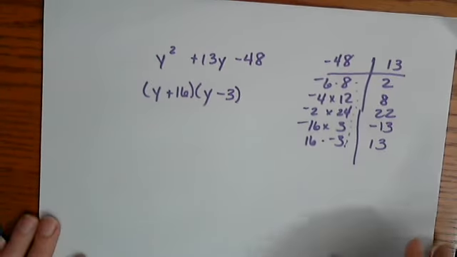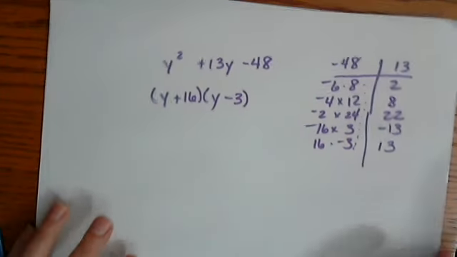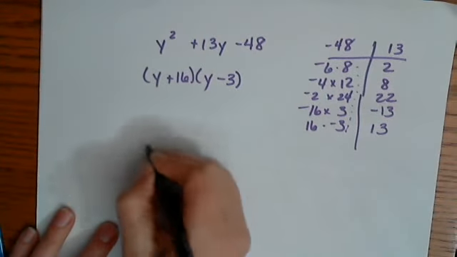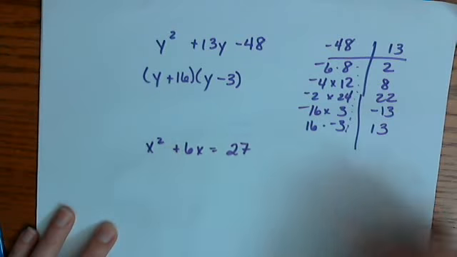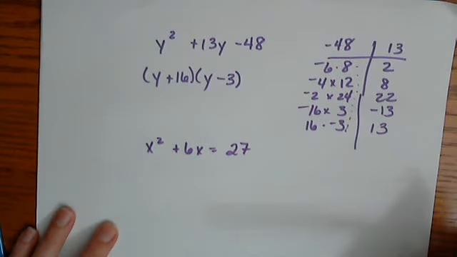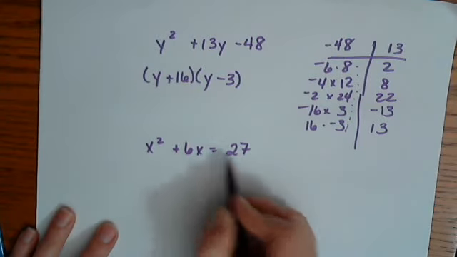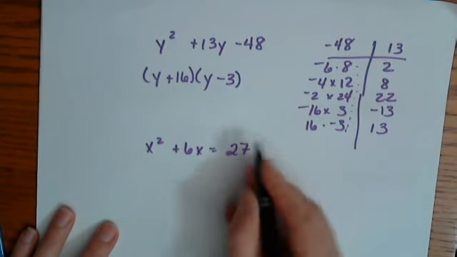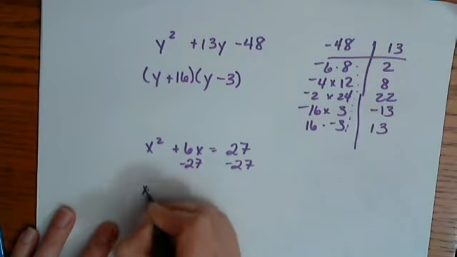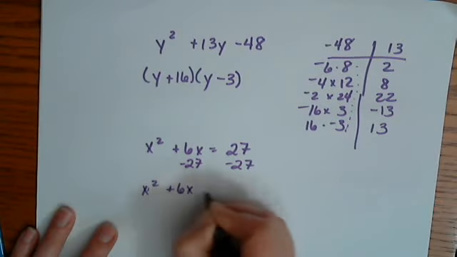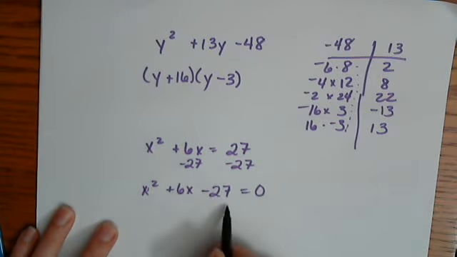One other example I wanted to give you is example 4 on page 488. We have x squared plus 6x equals 27. Well, the problem with solving this is, first of all, we don't have it equal to 0. Our method really only works if the whole thing is equal to 0. So we can make everything equal to 0 by subtracting our 27 off of both sides, and then we get x squared plus 6x minus 27 equals 0. And now we can factor the left-hand side.